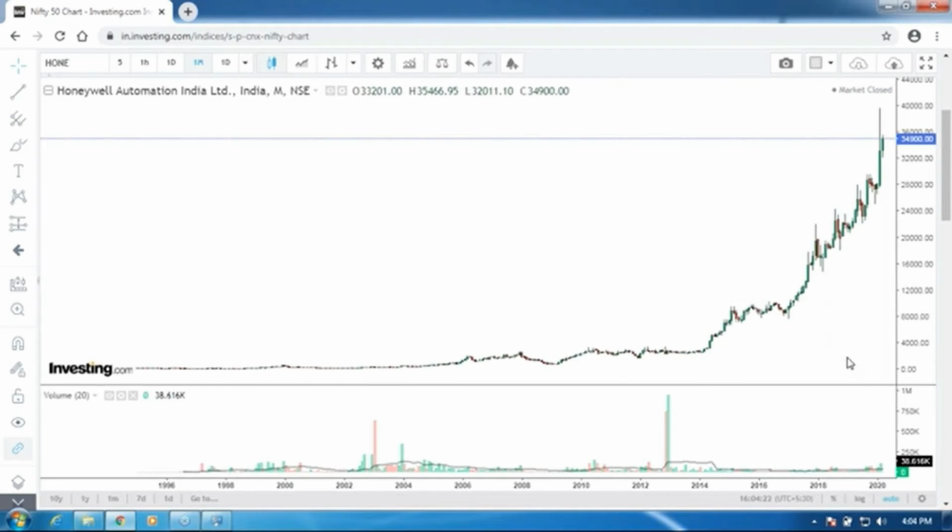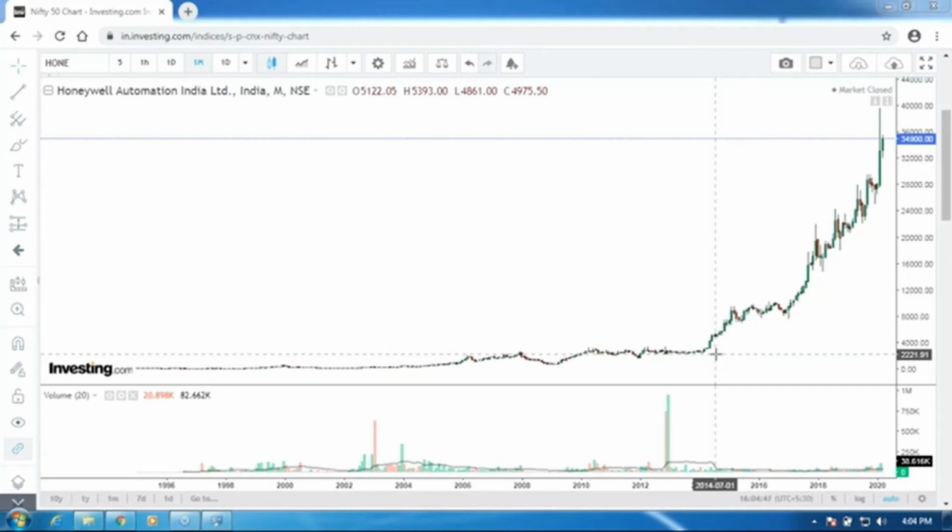And I bought it around here in 2014. The stock was trading at around 2000 rupees. Right here. And this is the region, this is the place where I bought it. And the stock wasn't doing too well for a very long time. There was this extended period of consolidation. And then just when it was taking off, that's when I got in.